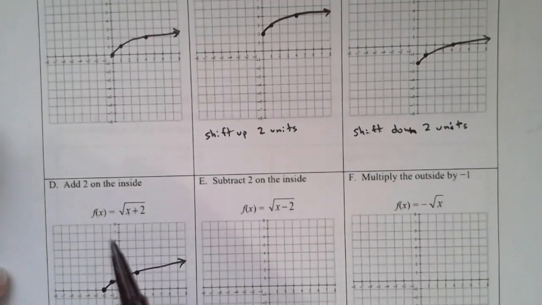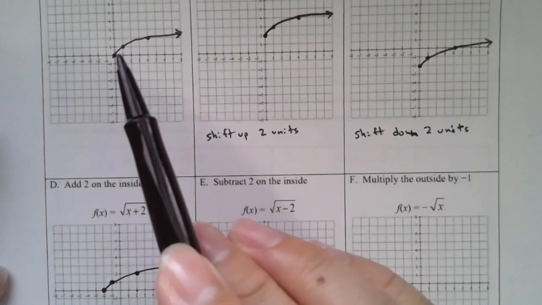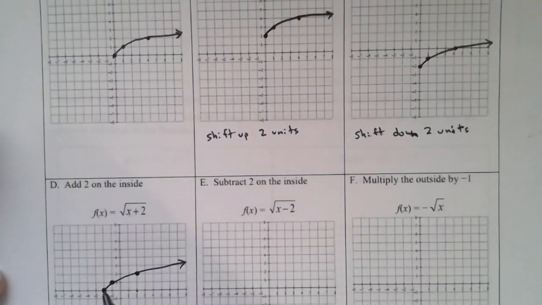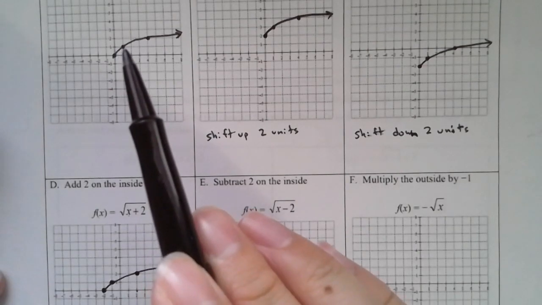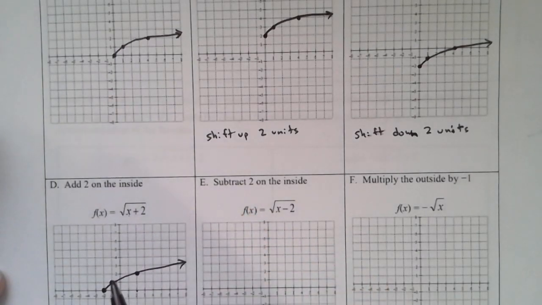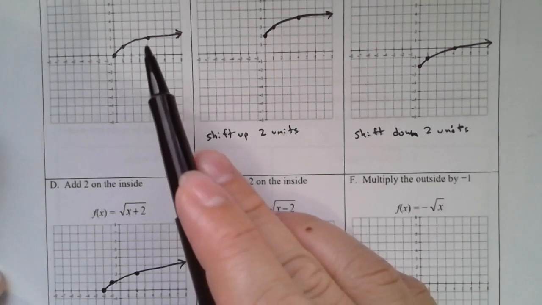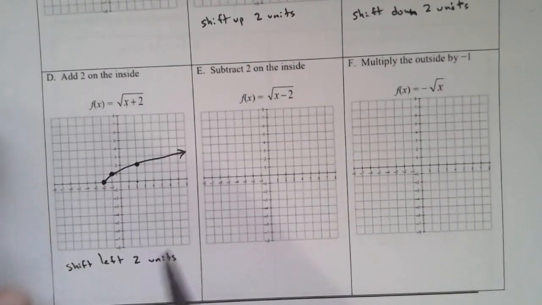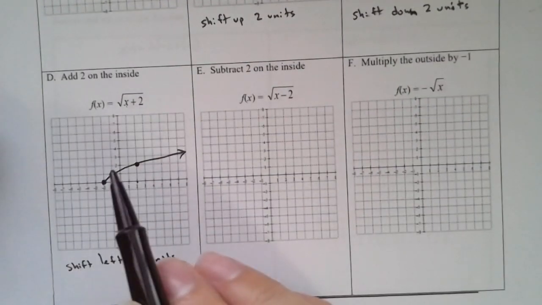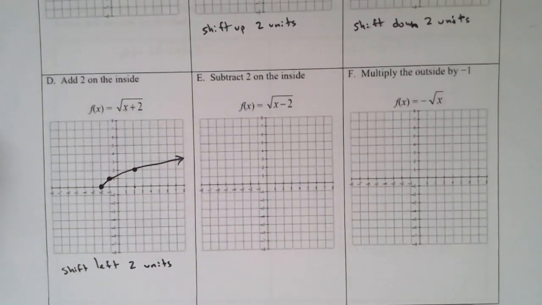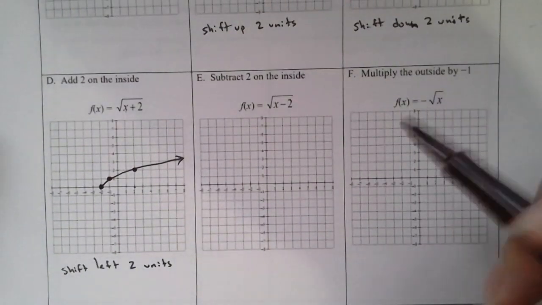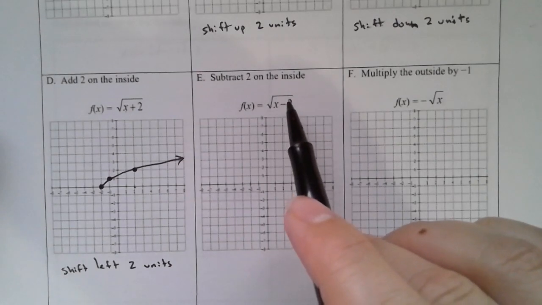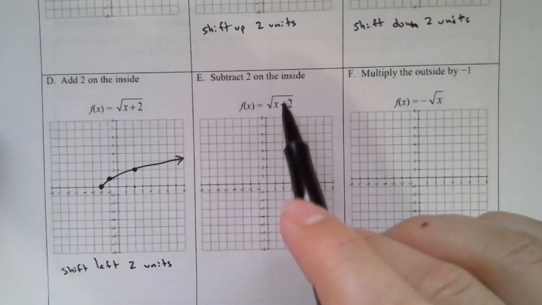Pause the video and just compare the points. Okay, so 0, 0, negative 2, 0, 1, 1, negative 1, 1, 4, 2, 2, 2. In other words, everything got shifted to the left, so you took away 2 from each x. Okay, so let's look at what the next one does. Instead of plus 2 on the inside, here I have minus 2 on the inside. I'm subtracting 2 from the inside.